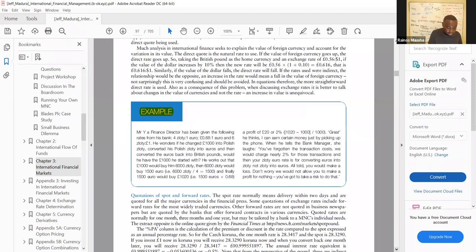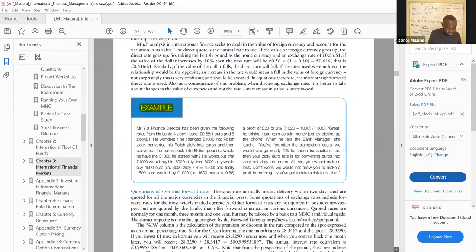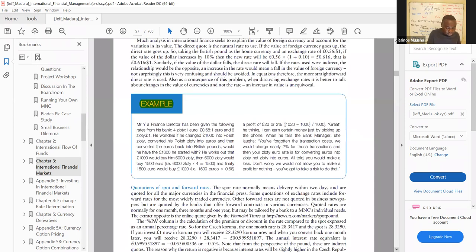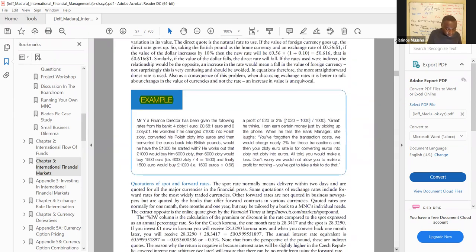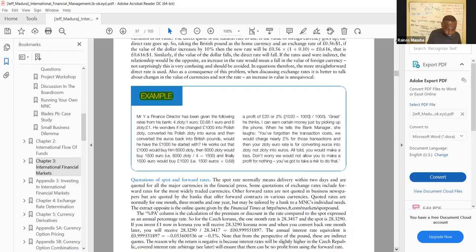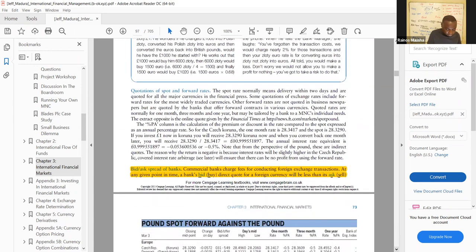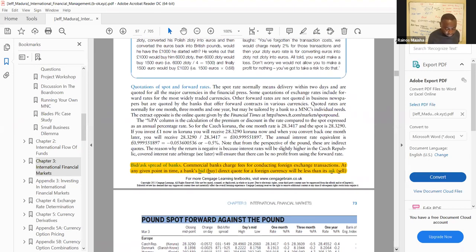So here they give us an example, but we have already looked at it previously, where you are looking at the different quotations as well. It's basically the same. On the next section, we looked at it from the perspective of the South African rand and the dollar, which is more practical to us.